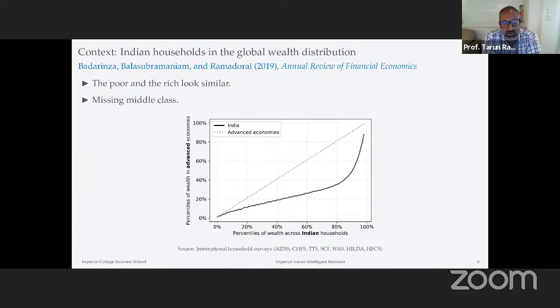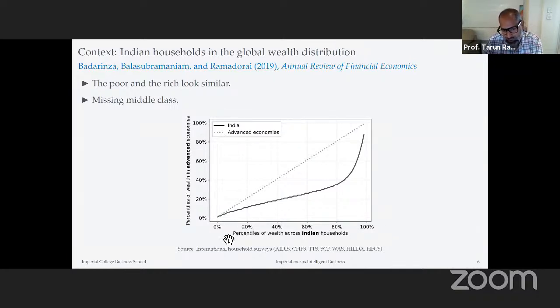So just to give you some background about where Indian households stand in the global wealth distribution, I borrow this figure from a survey article that Christine Badarinza, Vimal Balasubramaniam, who was a panelist at this conference, and myself wrote in the Annual Review of Financial Economics in 2019. What this plot shows on the y-axis is different percentiles of wealth in a range of advanced economies, the US, the UK, European economies, and so on, with the bottom of that wealth distribution in all of those economies being at roughly the 0th percentile and the top being at the 100th percentile.